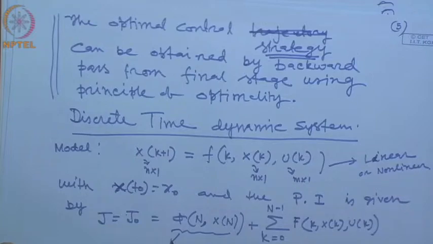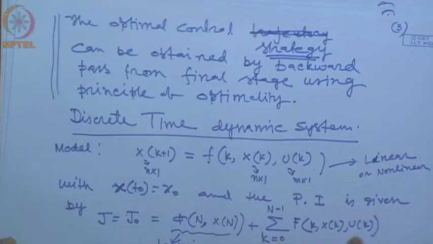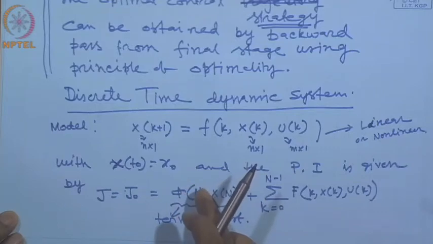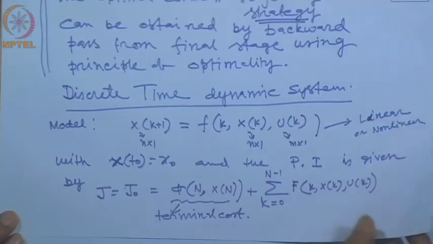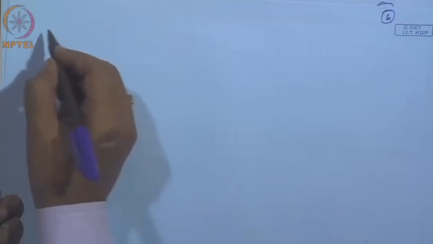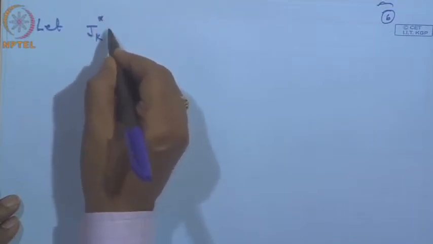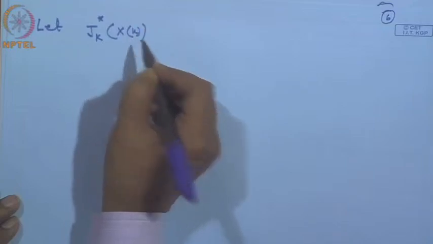So, we are moving backward. The terminal cost, the final terminal cost we know. Our terminal point, that is k is equal to n, the nth time index, is the terminal cost. K is equal to n is the terminal time index. So, let J suffix k star of x of k be defined.